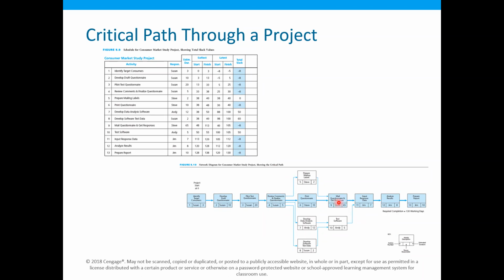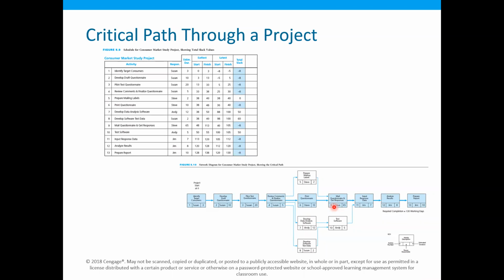If we want to complete this project early, instead of 138 days, we want to complete it in 130 days. Then we can look at the activities, and the first thing we can look at is the activity with the longest duration, 65 days, which is about mailing the questionnaire and getting the responses.